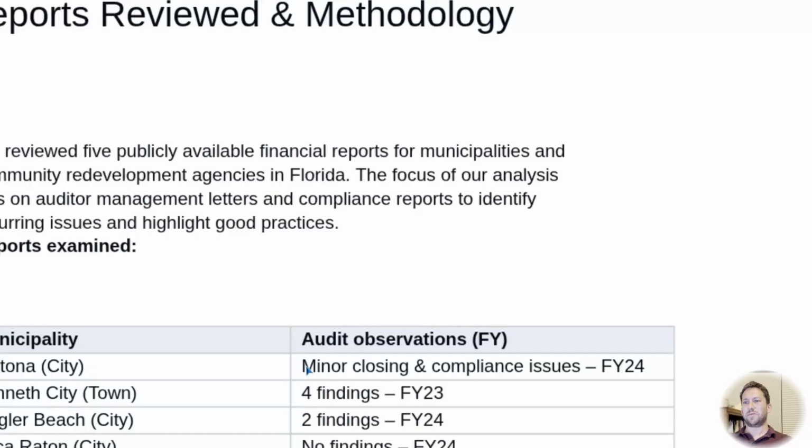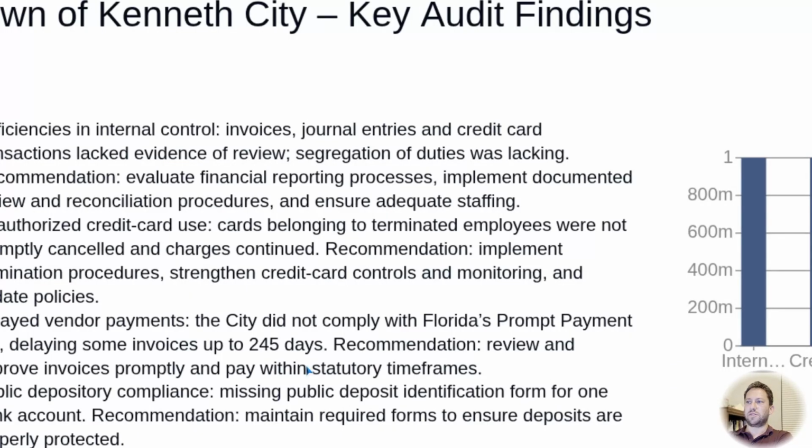Let's take a look at what the content looks like. So what reports did it review and methodology? I like this. It gives kind of an overview of what it's going to tell us. We reviewed 5 publicly available financial reports. These are the reports that were examined and the audit observations. That's nice. Then it goes through each of the ones individually. So you've got Town of Kenneth City, key audit findings. I don't know what this is trying to tell me over here.